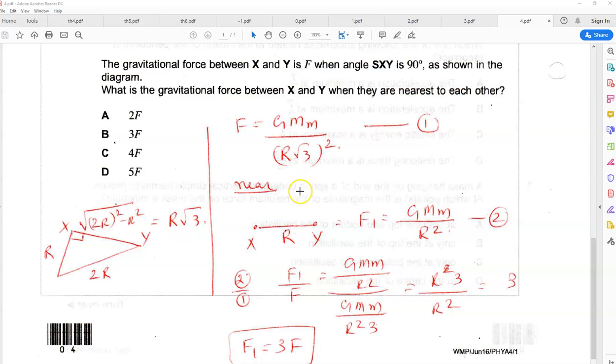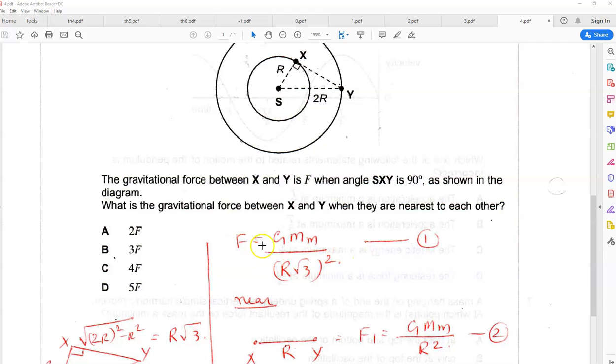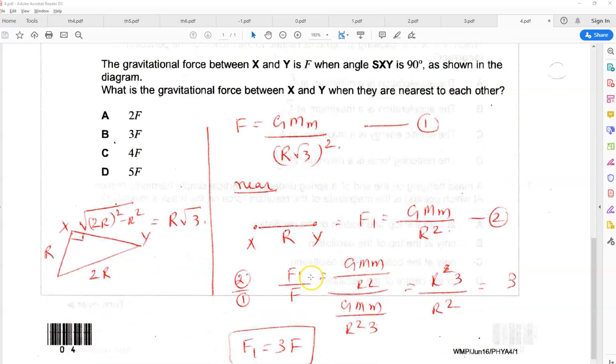Now when the distance between X and Y is r√3, the force will be F = Gmm/(r√3)². And when the objects are near, that is when the distance between X and Y is r, the force will be Gmm/r². Now we have to find this value, and we know this value. So what I would do is find the ratios. I'm going to divide F1 by F, because I want the value of F1. I will try to keep that in the numerator, so that when you simplify these expressions, it will be easy, just a cross multiplication.